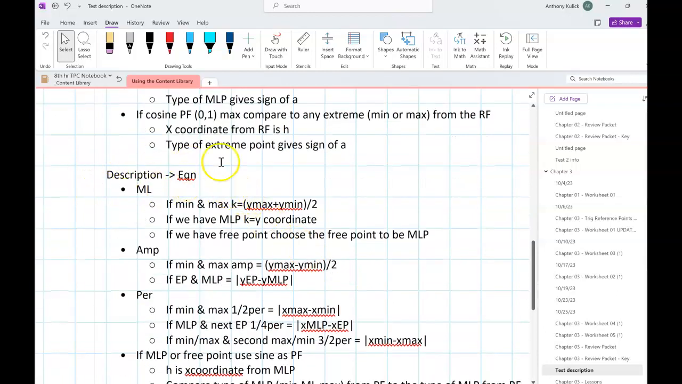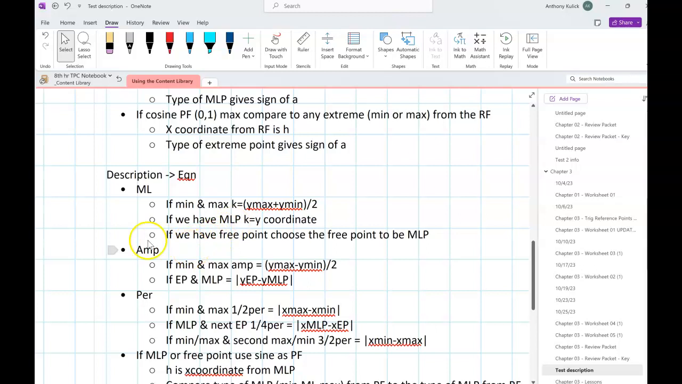If I'm going from a description to an equation, a couple different things could happen. So for each of these, I have a couple of different possibilities noted. For the midline, if I have a max and a min, I can calculate the k just by doing y max plus y min divided by 2. If I have a midline point, the k is just the y coordinate from the midline point. And if I have a free point, I can just choose the free point to be a midline point, so its y coordinate becomes k.